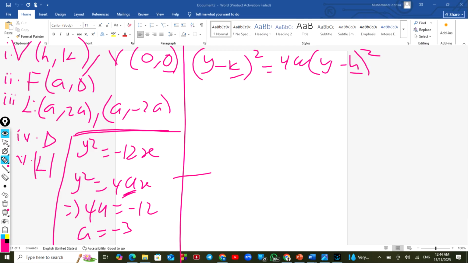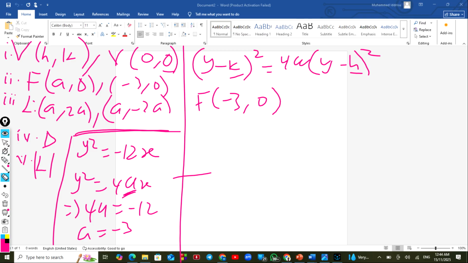For the parabola we have, we see that our a is -3, so the focus will be (-3, 0). So our focus is now (-3, 0), and with this we can find the latus rectum.